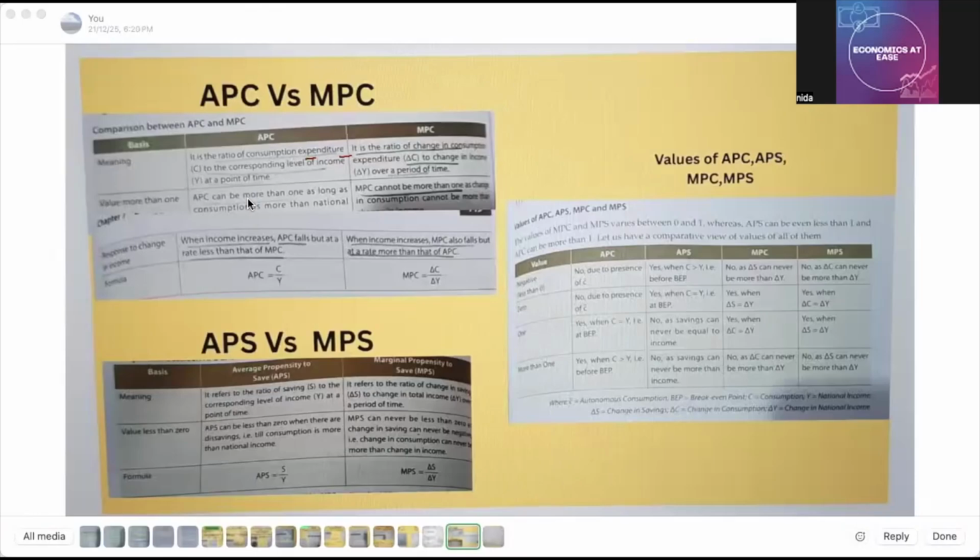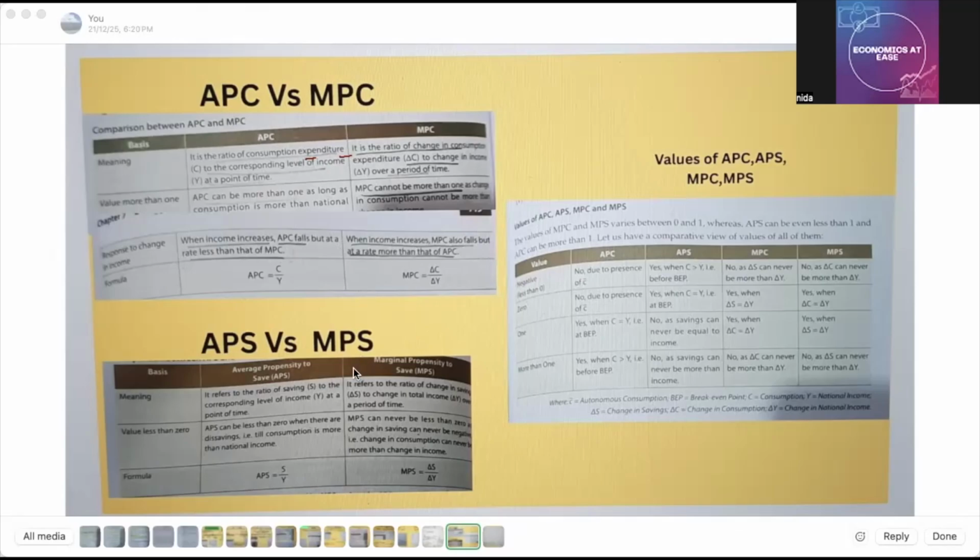Okay, now this is the difference between MPC versus MPS. It is the ratio of consumption with the income and it is the ratio of change in consumption with the change in income. Okay, then value can be more than 1. APC can be more than 1 as long as consumption is more than national income, and MPC cannot be more than 1 because it varies only from 0 to 1, right? Then response to change in income, when income increases APC falls but at a lesser rate. बट यहाँ पे क्या होता है एडिशनल हो रहा है तो एडिशनल में ज्यादा फॉल करेगा, राइट?